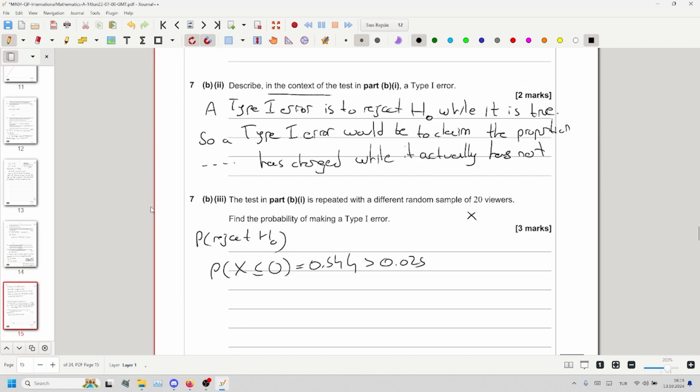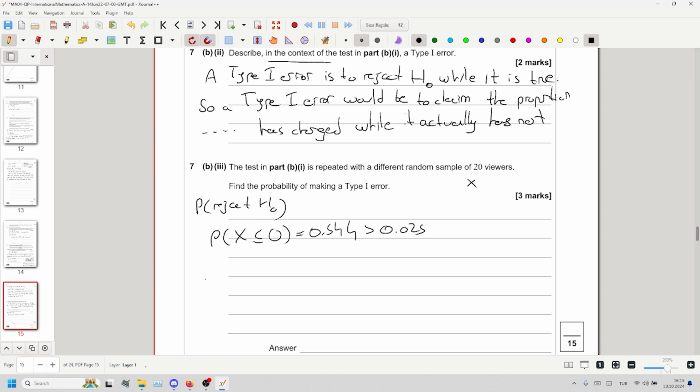That region would be found by finding the values x such that the probability of our test statistic being greater than or equal to x is less than 0.025. So now let's test a couple of values. By the way, this would be 1 minus the probability that X is less than or equal to x minus 1, because we're simply removing this part.